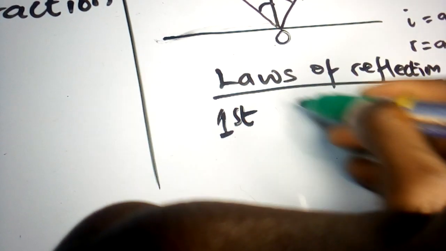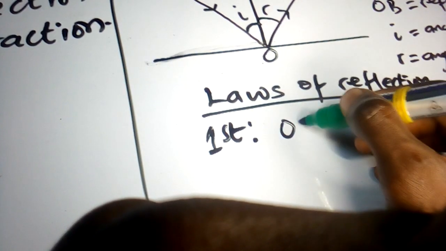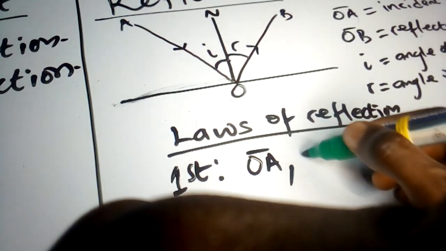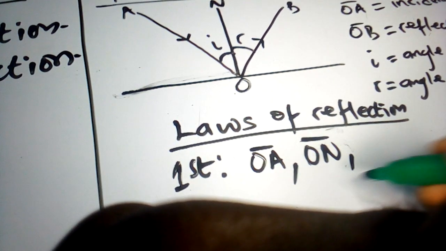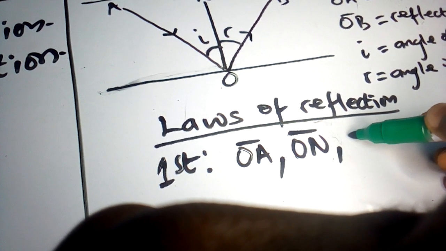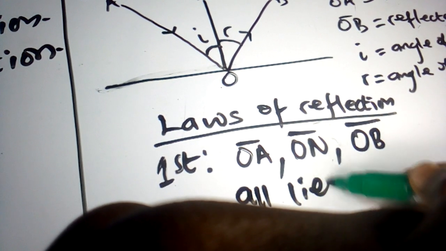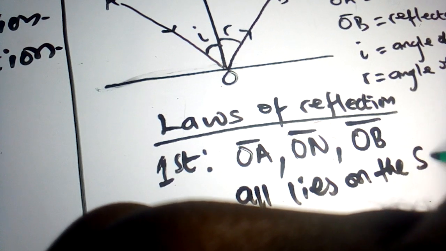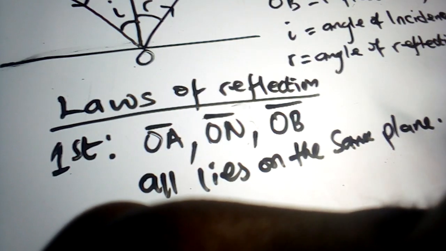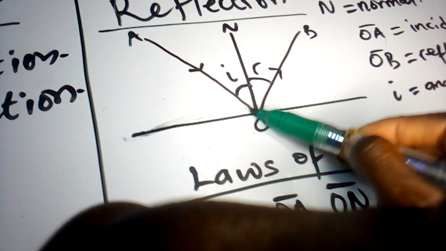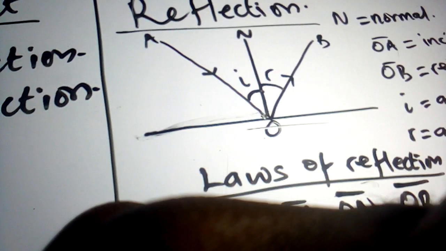So the first law says that the incident ray, that is OA, the normal ray, that is ON, and the reflected ray, OB, all lie on the same plane. So this is giving us the impression that OA, OB, and ON are all on the same plane. So that is the first law of reflection.